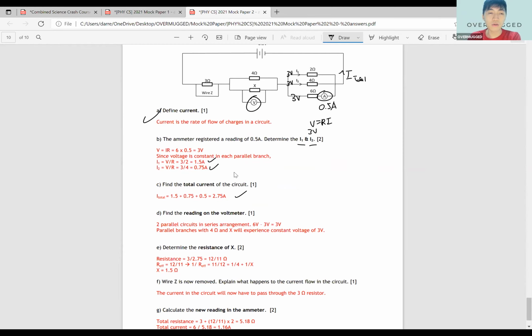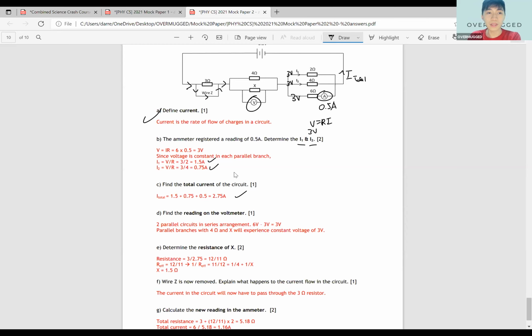Take note. Do you notice here that there's this wire Z? What this means is that when the current reaches here, it asks itself, do I want to go through the 3 ohm or do I want to take the wire Z route? They will always take the wire Z route. Why? It's because wire Z has no resistance. It's so much easier. Obviously, I take the path of least resistance. So I bypass it. This is called a short circuit, which means the electricity doesn't pass through this 3 ohm. If this 3 ohm is a light bulb, it will not light up.